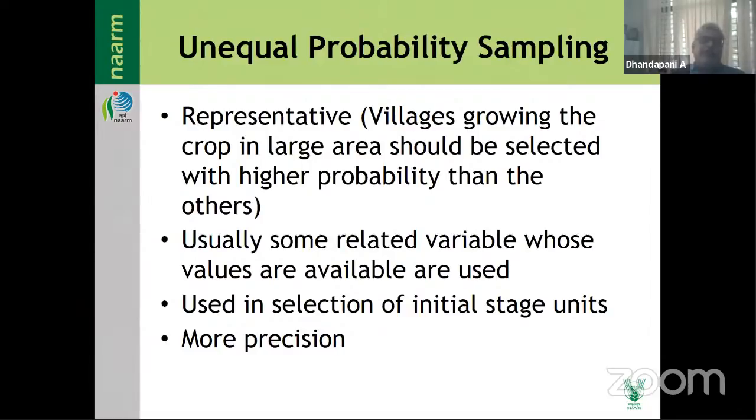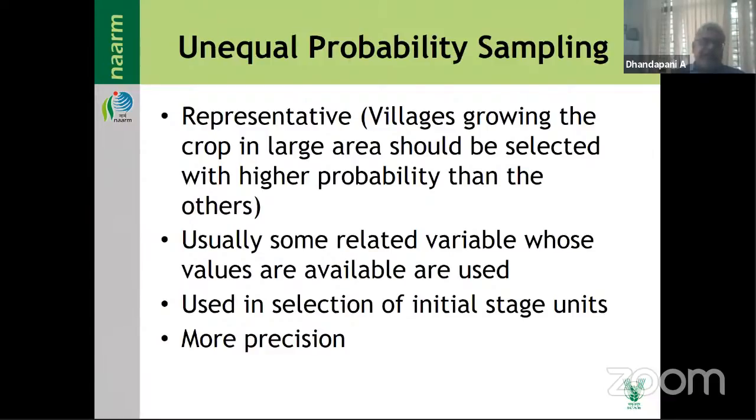So we need certain variables, which are usually called auxiliary variables. For example, area under the crop can be used to allocate these unequal probabilities. So the probability will be proportional to the area under the crop or any other way. In that way, we can achieve unequal probability.